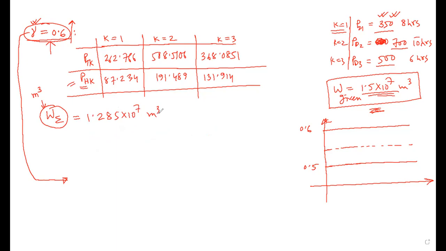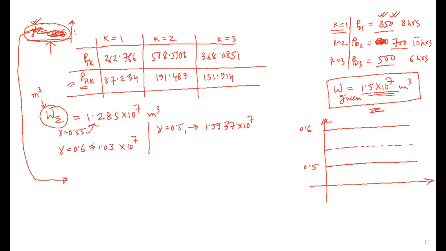So with the average of the first two gamma, this is for gamma equals 0.55. For gamma equal to 0.55, this is this. For gamma equal to 0.6, W was 1.03 into 10 to the power 7. For gamma equal to 0.5, how much was W? It was 1.5937 into 10 to the power 7.